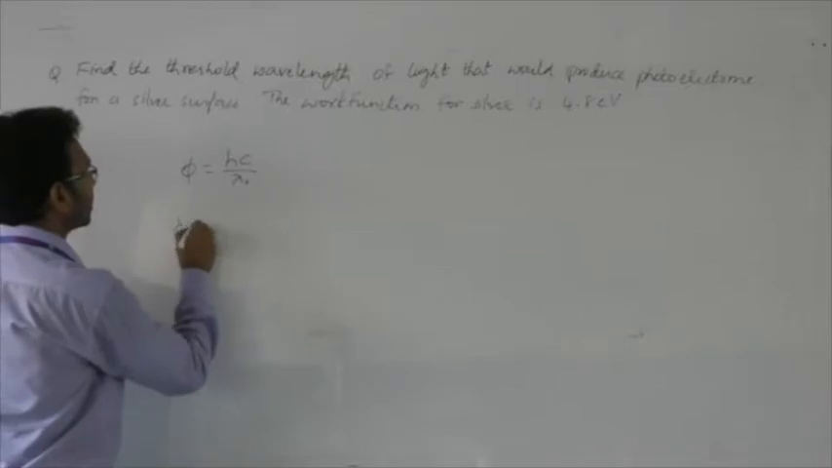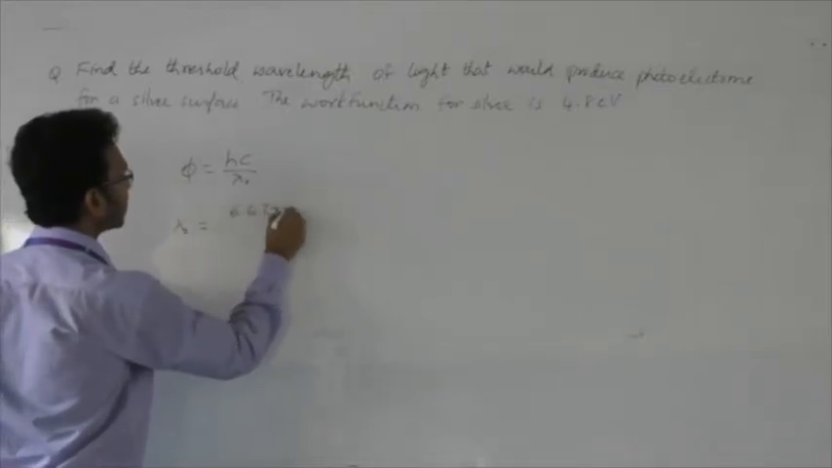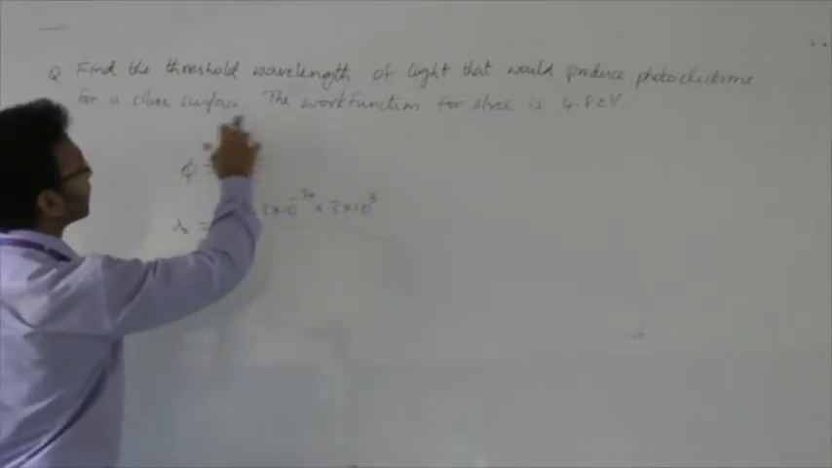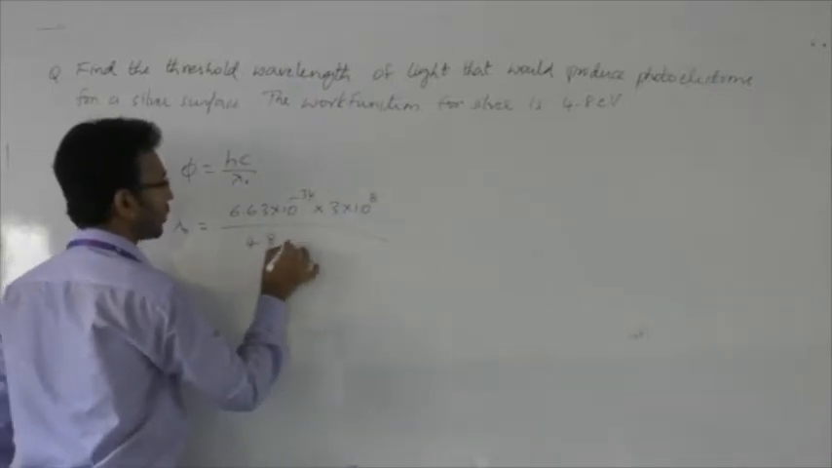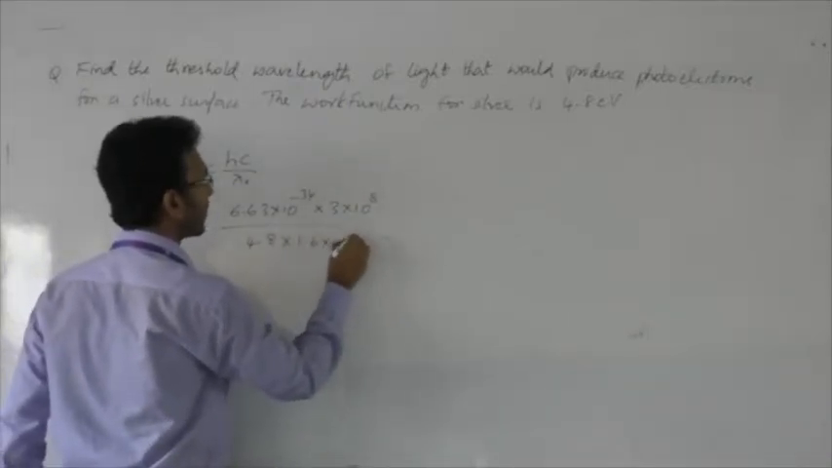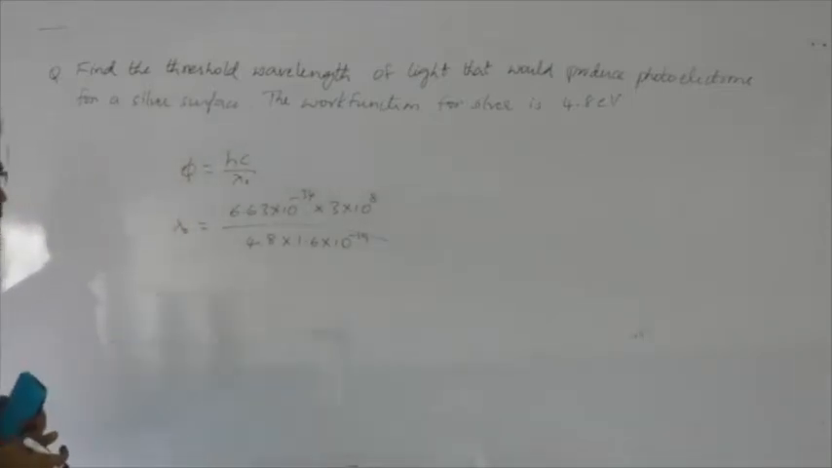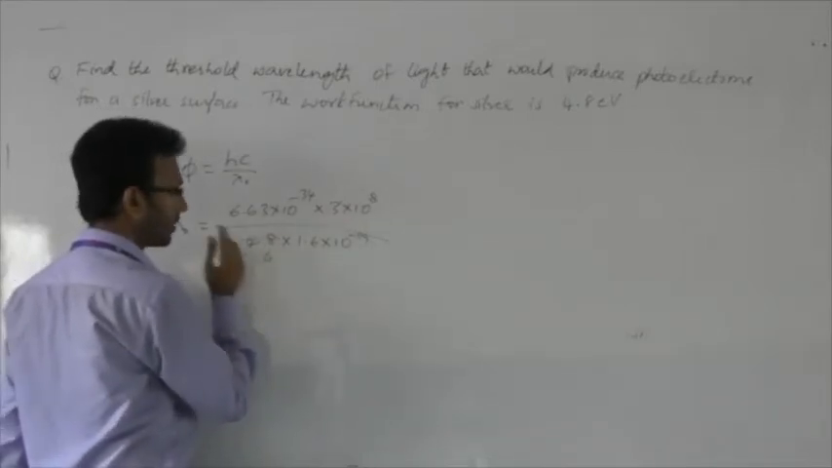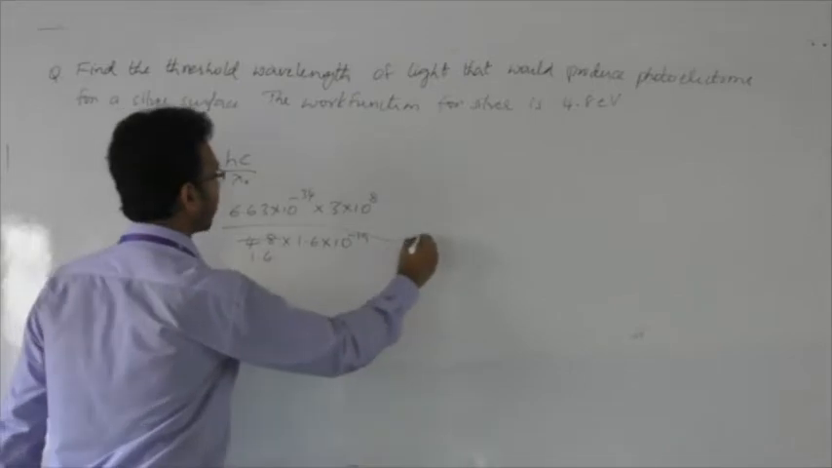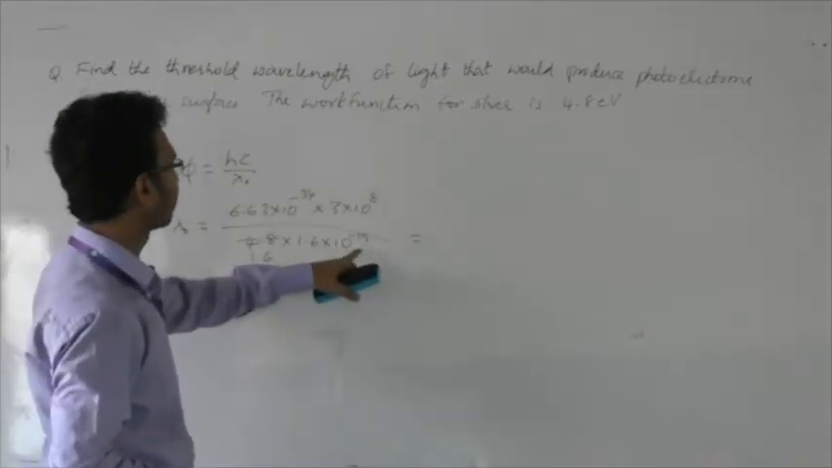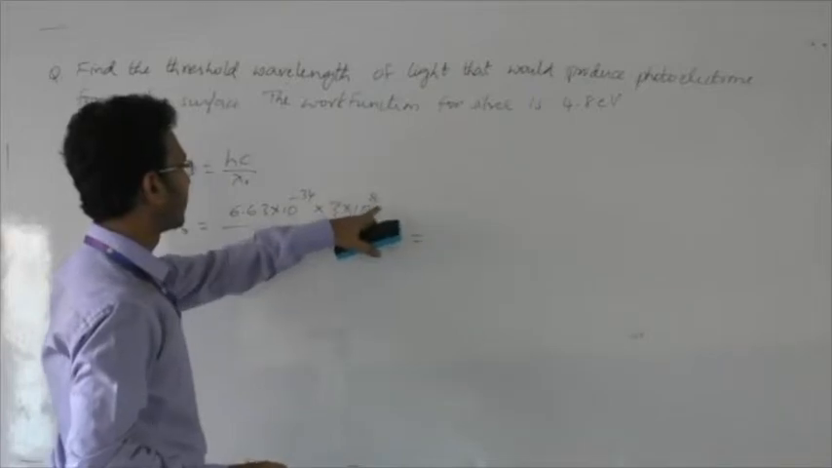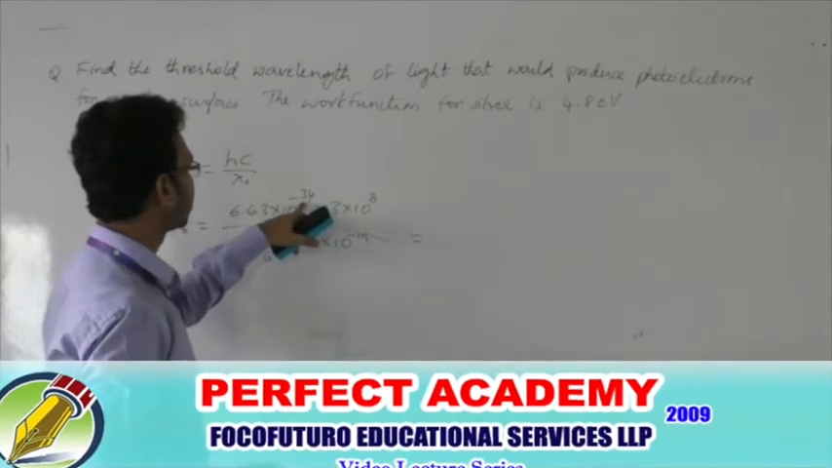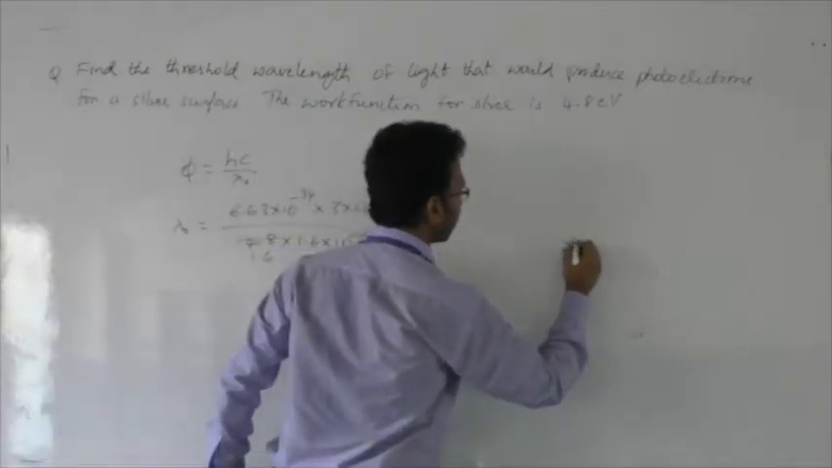It's easy. Lambda naught is h, 6.63 into 10 power minus 34, into 3 into 10 power 8, divided by the work function, 4.8 electron volts. So 4.8 into 1.6 into 10 power minus 19, converting into joules. Now simplify it. 3 ones are 3, 1.6, so 1.6 into 1.6. Let's see these powers. This is 19 plus 8, so that is 27 minus 34, so 10 power minus 7.